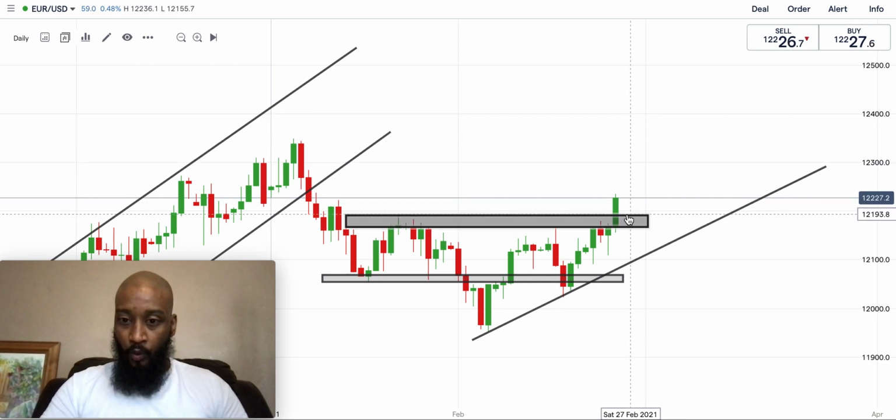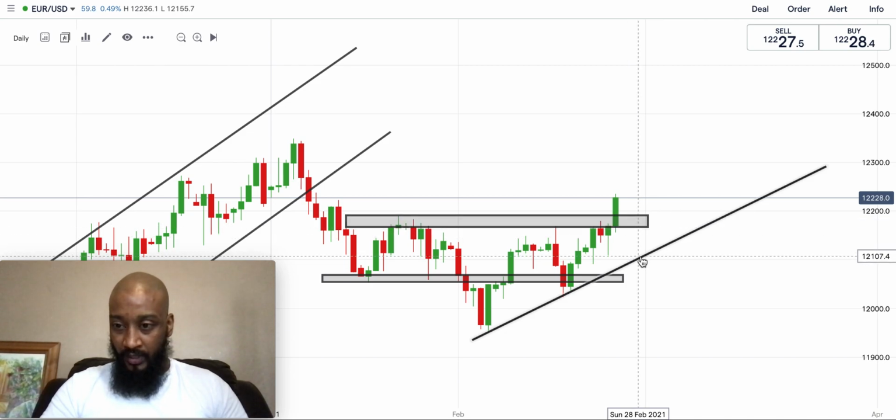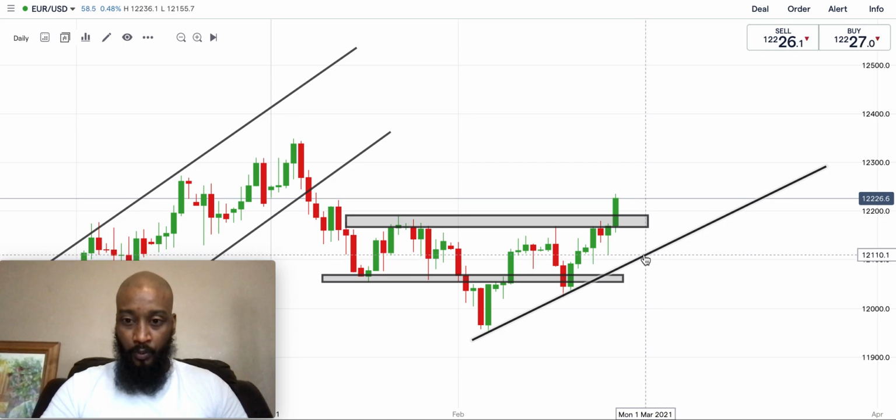If we do get a pullback, then it might just be to this sort of 121.70 area, down to around, say, 121 area. That would be a possible support area because we've got this trend line plotted there.